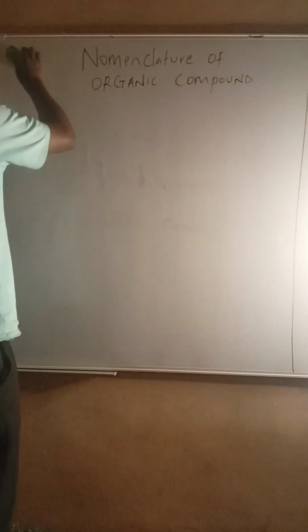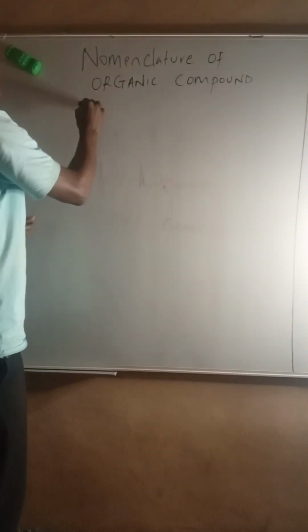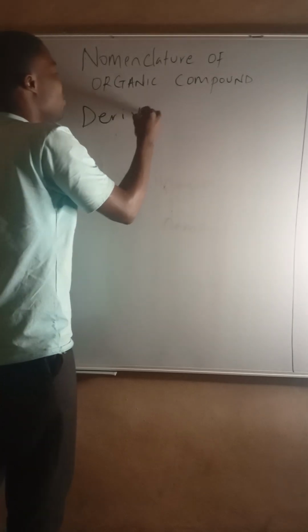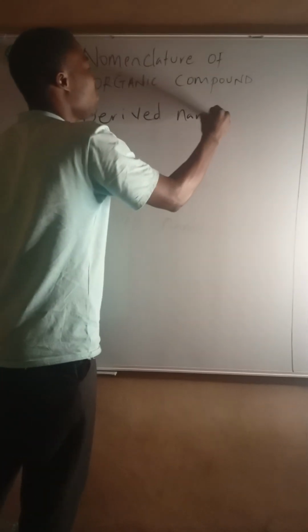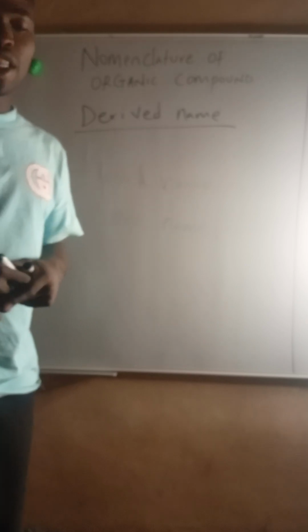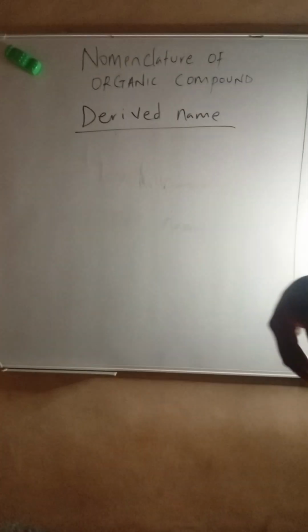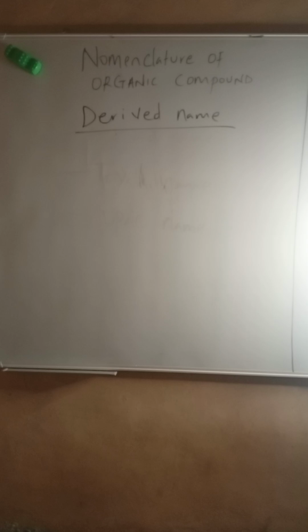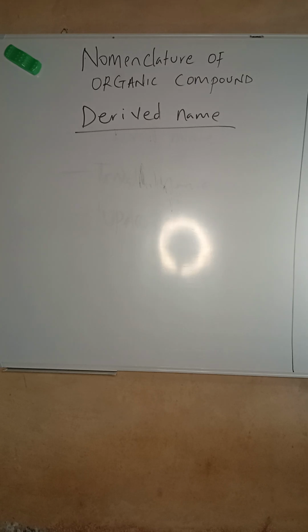Derived name. Now, a derived name is actually a name gotten from any other name. Yes, any name gotten from any other name is usually a derived name. So once names are gotten from any other names, they're usually derived.